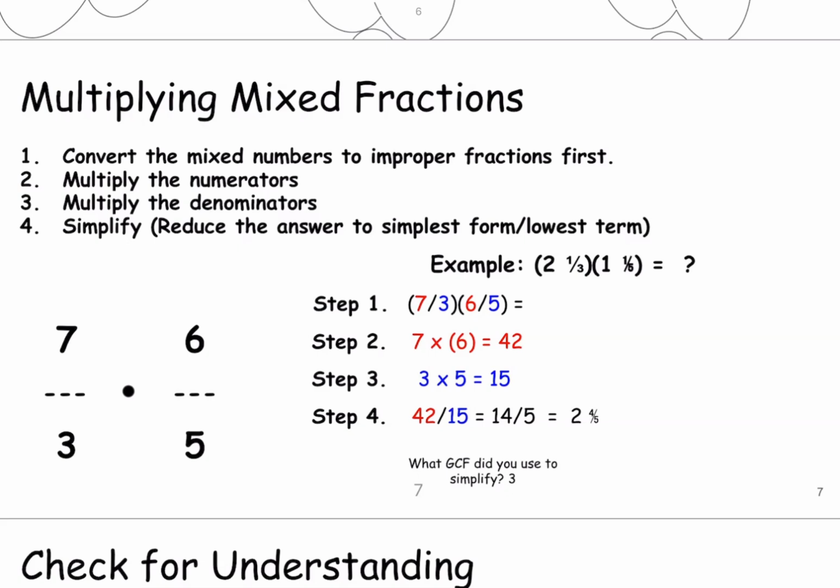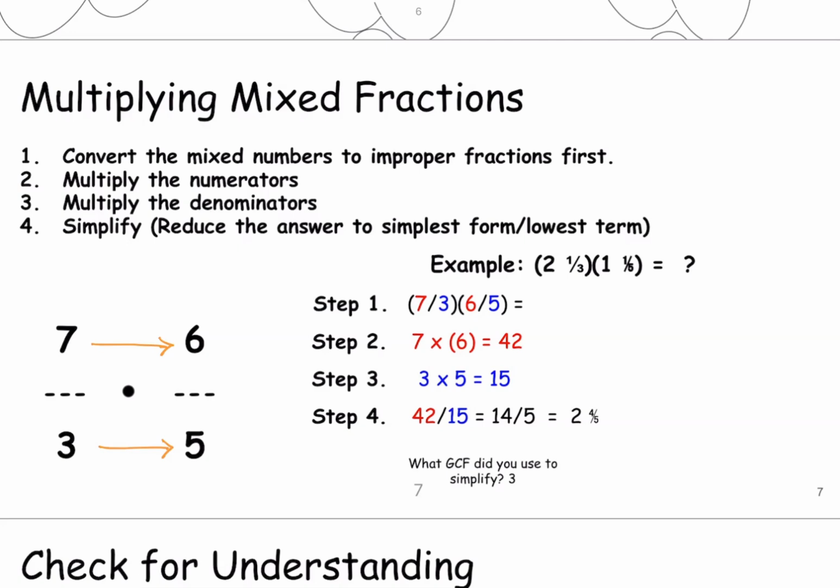So in order to multiply these mixed fractions, step number 2 would be to multiply the numerators. 6 times 7, straight across. And there we get an answer of 42. The third step is to multiply the denominators. 3 times 5, which is 15. This gives us an answer of 42 over 15, and we can divide by 3 to get 14 over 5. The GCF that we would like to use here would be 3. Now, if we simplify that down further to a mixed fraction, we'll get 2 4/5.